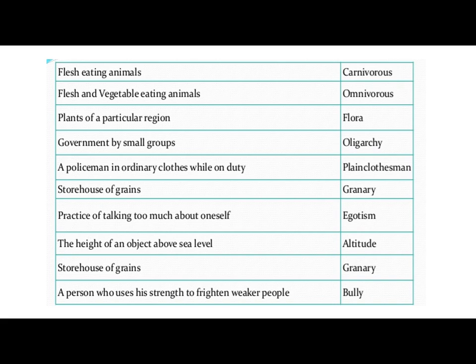Storehouse of grains: granary. Practice of talking too much about oneself: egotism. The height of an object above sea level: altitude. A person who uses his strength to frighten weaker people: bully.